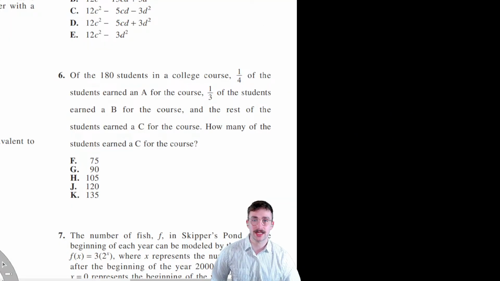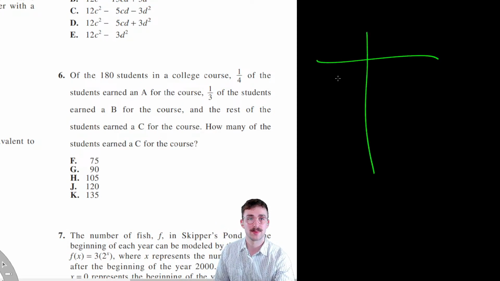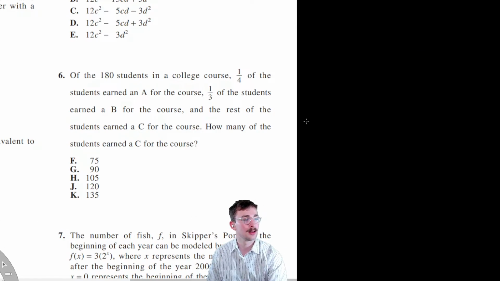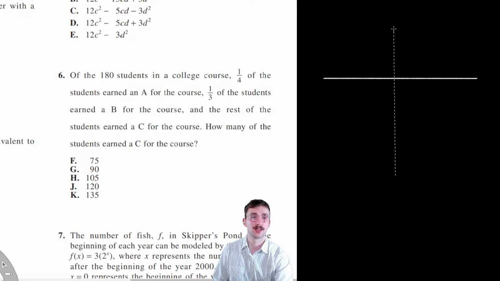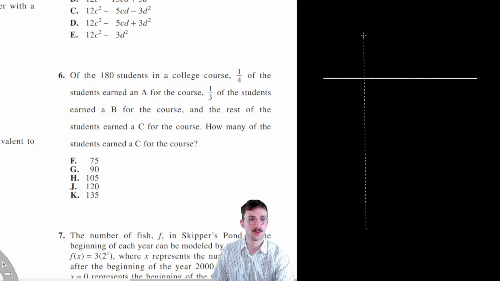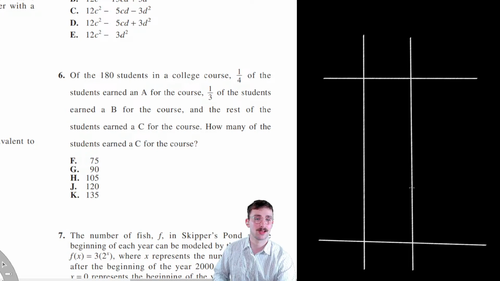So this is now number 6. Of the 180 students in a college course, 1/4 of the students earned an A for the course. Cool, I'm going to start writing this down. So, let's make a table. 180 total. Okay, sorry. I have a tool for this. Let's make it pretty. I already have a suspicion of what this is going to look like. So I'm going to put 180 down here because that's the total.